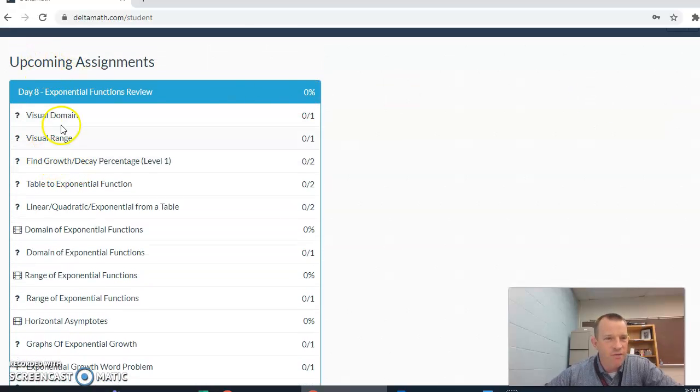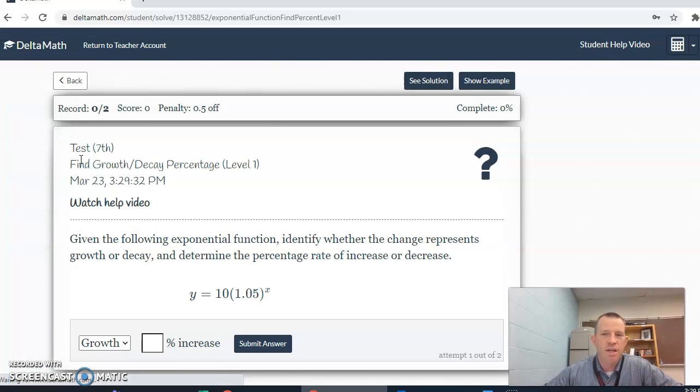But let's look at day 8. The first two, visual domain and range, that's complete review from months ago. You should be okay with that. But I do want to look at some of this that was previous to spring break, all right? So, find growth and decay percentages. Let's go ahead and take a look at this one.